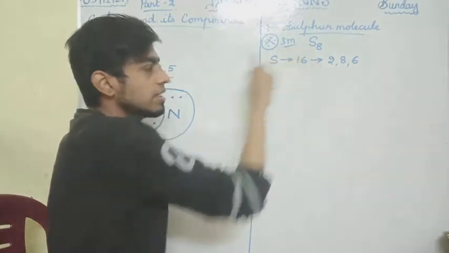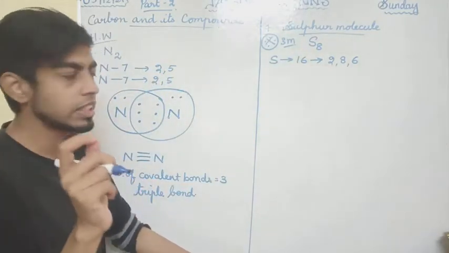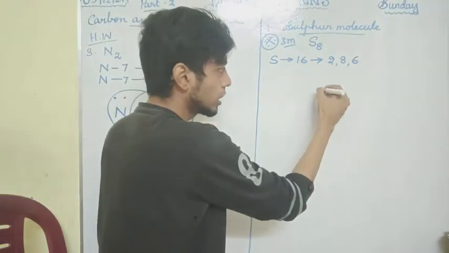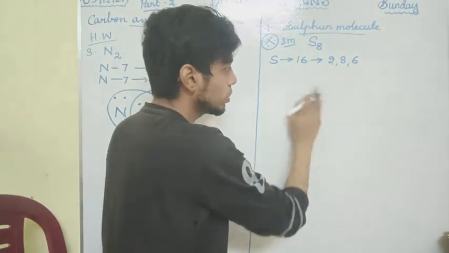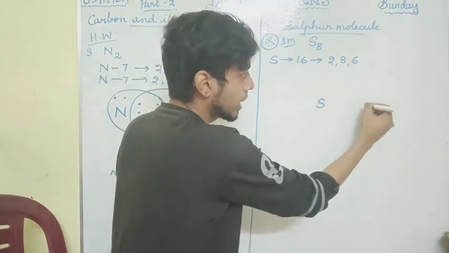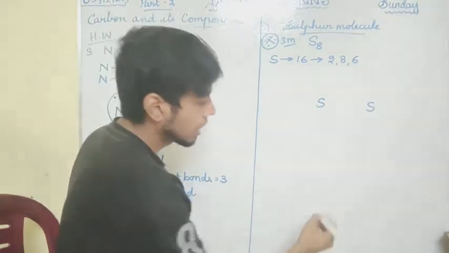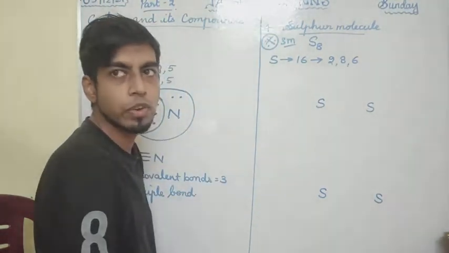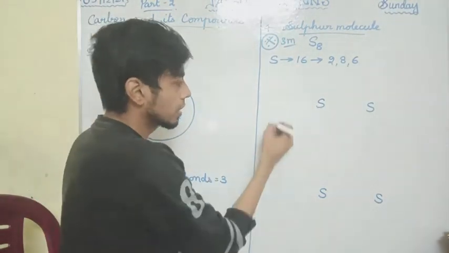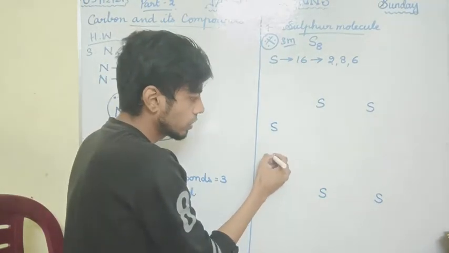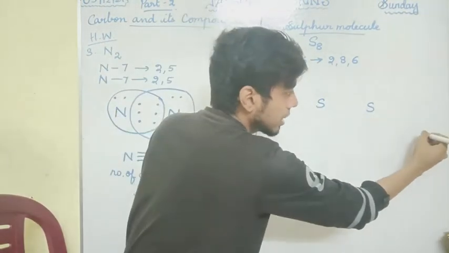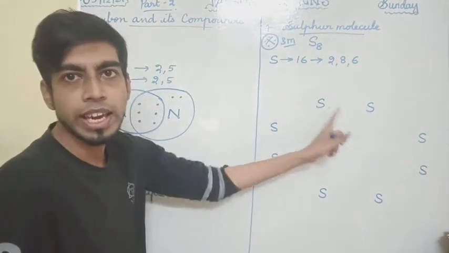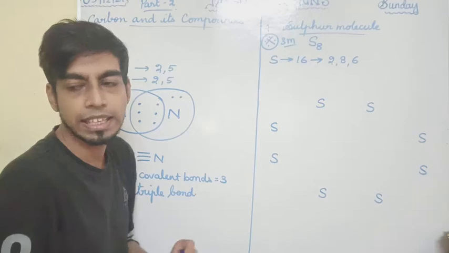So how to draw these 8 sulfurs? The simple way I will teach you. First, on the top side you write 2 sulfurs, 1, 2. On the bottom side you write 2 sulfurs, 3, 4. This side 2, 5, 6 and this side 2, 7, 8. So 8 sulfurs you have to write like this.